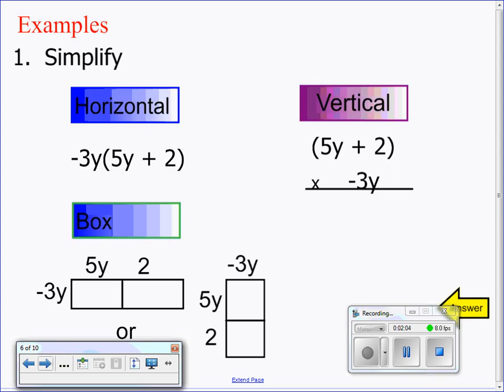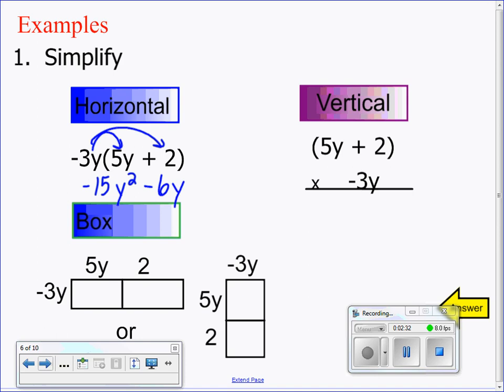Alright, let's look at a couple of examples. So this first example, we have negative 3y times 5y plus 2. If we were going to multiply this vertically or horizontally, we would use the distributive property. And so we would do negative 3y times 5y first. So negative 3 times 5 is negative 15, and y times y is y squared. And then we would do negative 3y times 2, which would give us negative 6y.